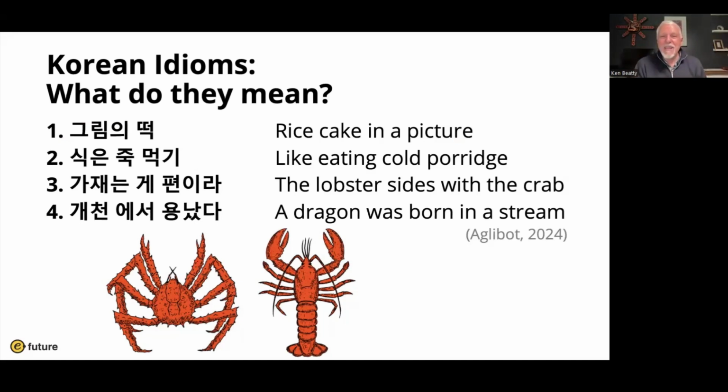Actually, I do know. Rice cake in a picture refers to something that you want, but you can't get. You see a picture of a rice cake, but you can't eat the picture, right? So it's about not being able to get what you want or what you can afford. The second one, eating a cold porridge, just means easy. Anybody can do it. The lobster sides with the crab means people who are similar in interests stick together. And a dragon was born in a stream. This is a lovely one. It means that sometimes somebody who is destined for greatness comes from a humble beginning. They achieve a great deal, even though they did not have all the advantages when they were young. So there we are. There's a little lesson for you in Korean idioms.